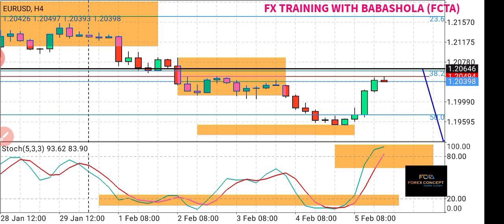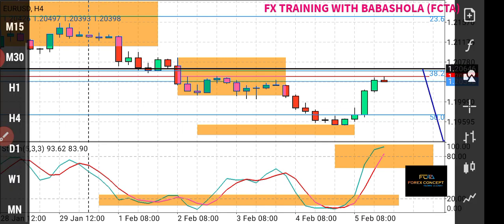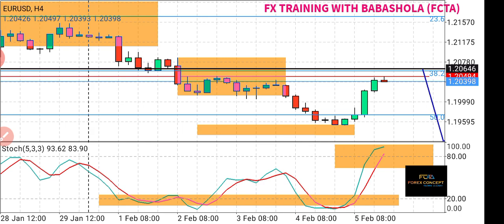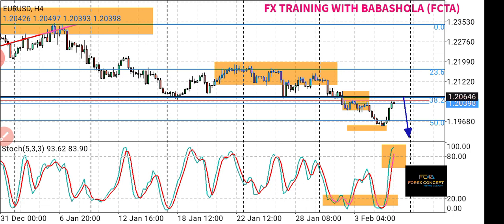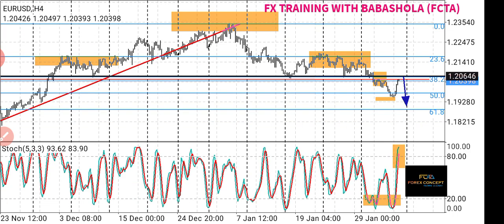Also on the H4, price is at the overbought level. Can you see the overbought level here? It is at the overbought level. So if the price has retested this, we expect price to push further back to the 61.8 Fibonacci retracement, which is also serving as a confluent support level.